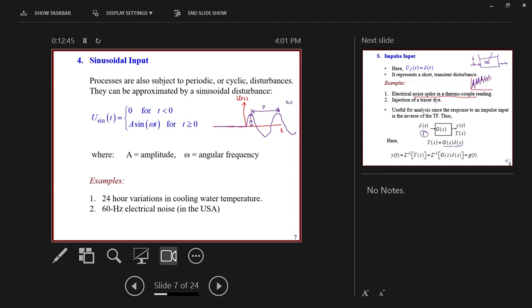Okay, angular frequency. Examples of such variation: the 24 hours variation in cooling water temperature. It starts at a certain temperature and it goes in a cyclic manner throughout the day. So at night the temperature is cold, and then as the sun rises it goes up, it reaches a maximum, then goes down, and so on. This is a cyclic way of change of temperature. The electrical noise in electricity and the 60 Hertz electricity also goes in a sine wave manner.